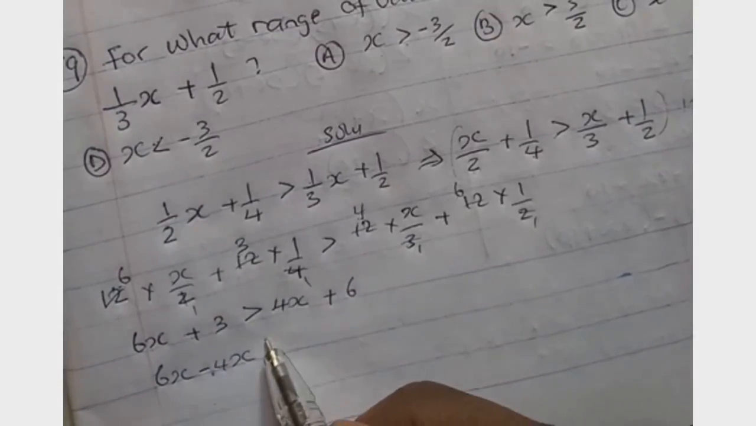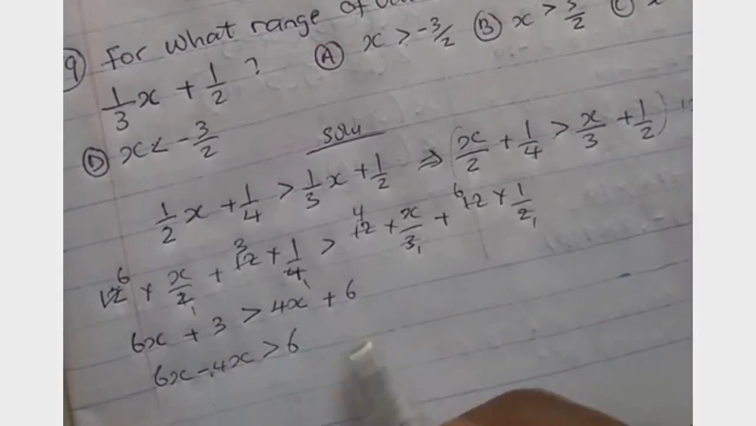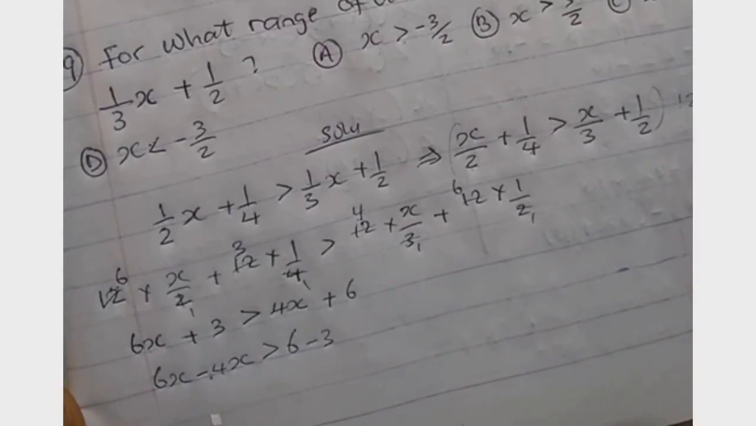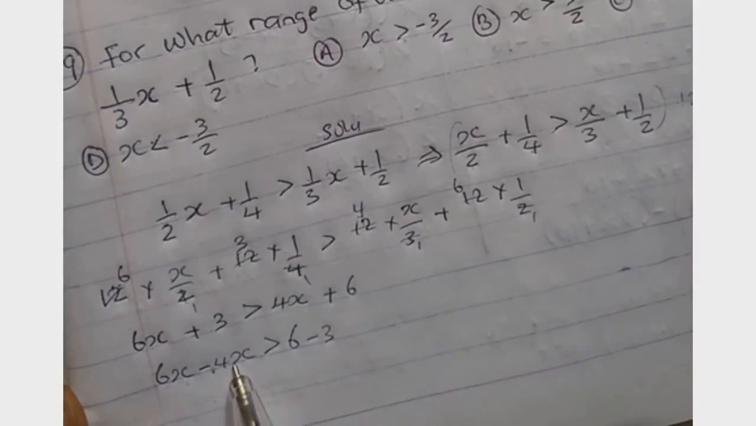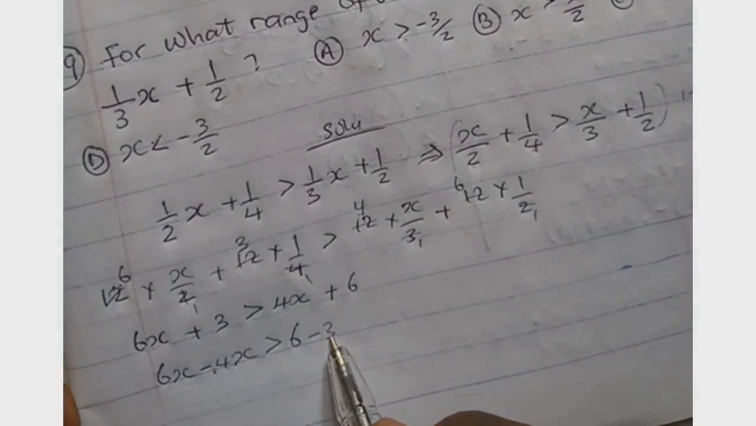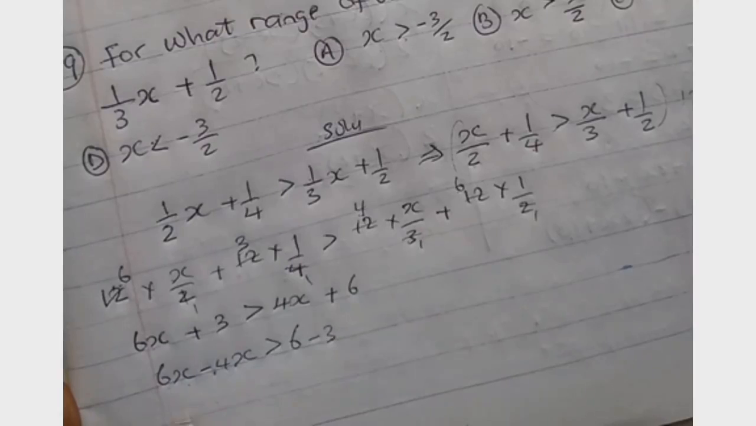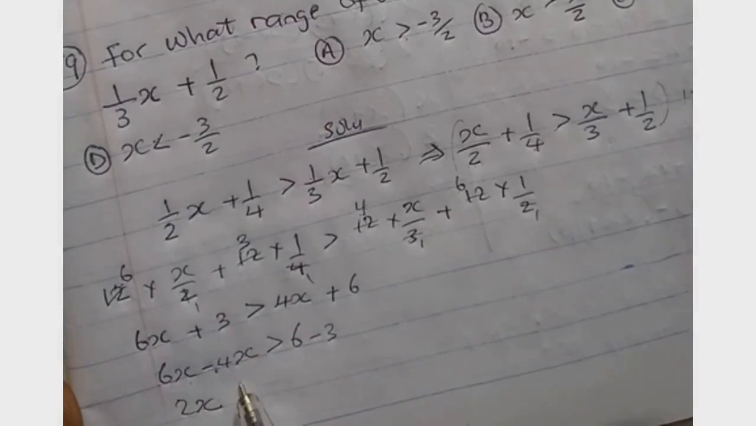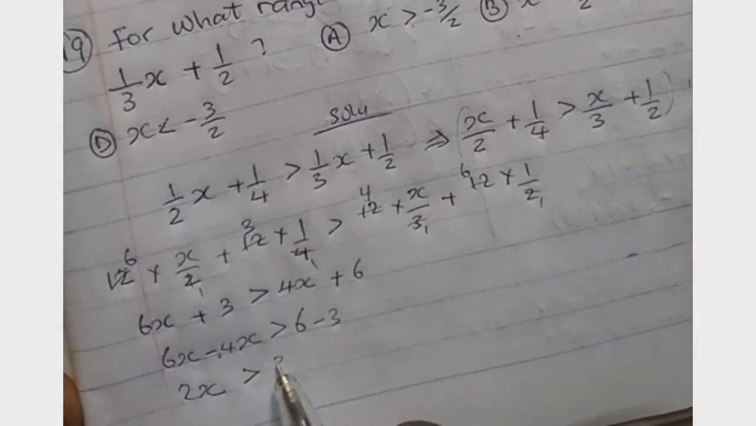So next thing to do here, let's take this plus 3 to this side. So you have greater than, we have 6. This one changes to minus here. That's minus 3. So the next thing to do now, 6s minus 4s gives us 2s. Here we have 6 minus 3, 3 here. So here now we have our 2s greater than 3.